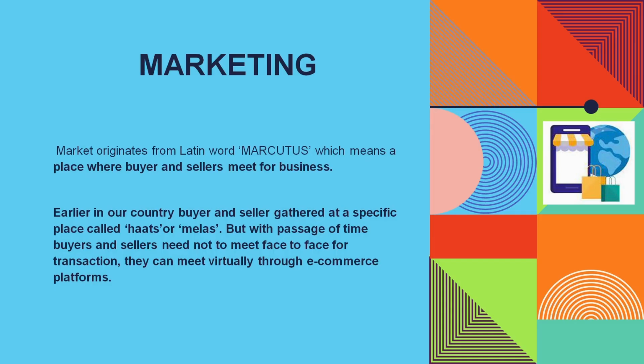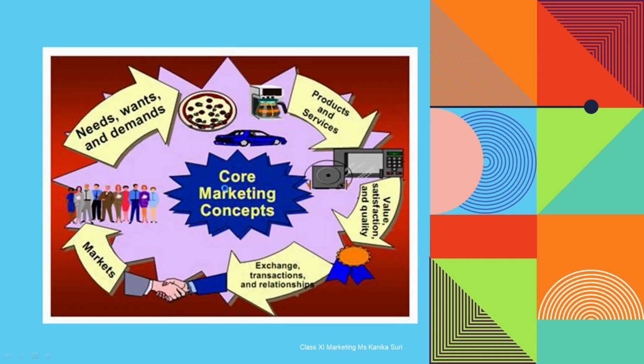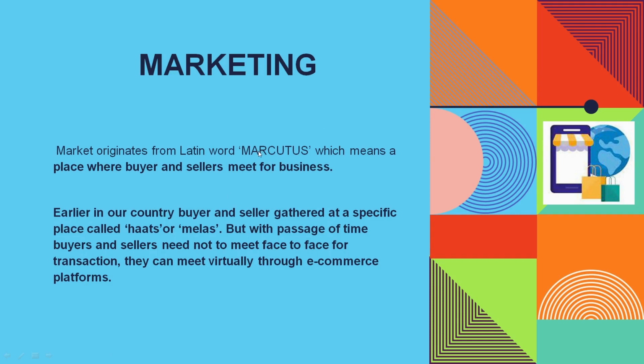Then there's one more definition, a lot of definitions in this chapter. So marketing comes from or originates from the word market. Now, what does a market mean? This definition comes for one mark, that market originates from a Latin word called marketus. So this is a very important definition which has to be highlighted or learned by the students. So basically, market is a place where a buyer and a seller meet for business, right?